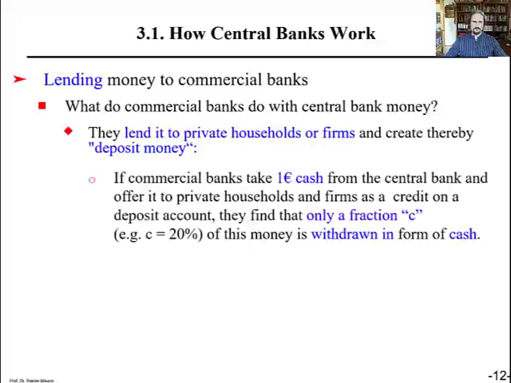How is this possible? Let's have a closer look at the creation of deposit money. If a commercial bank takes, for example, €1 cash from the European Central Bank and offers this euro to private households and firms as a credit on a deposit account, they typically find that only a small fraction of this euro is withdrawn in the form of cash. In the European currency area, this fraction is roughly 20%. The fraction is called the cash ratio.